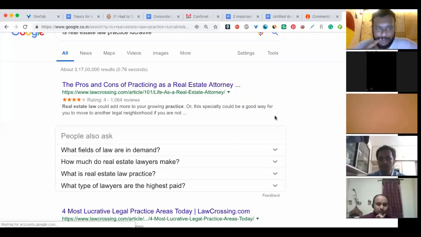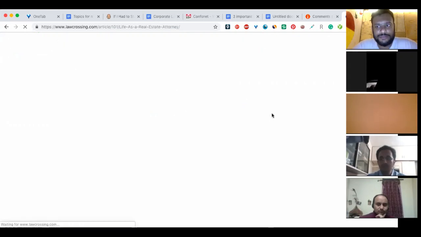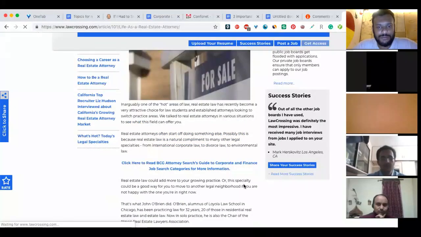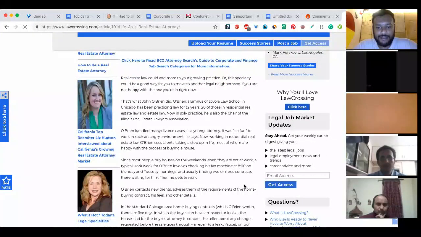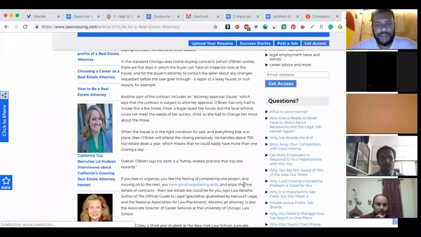Okay, so I search, is real estate law practice lucrative? Now lawcrossing.com has an article, pros and cons of practicing as a real estate attorney. So I open this, and they have some headings. They are saying it's a hot area of law, and it is an American article, right? So this has some information, and if you read this, you will see what they have written on, and then you will be writing on the same thing.